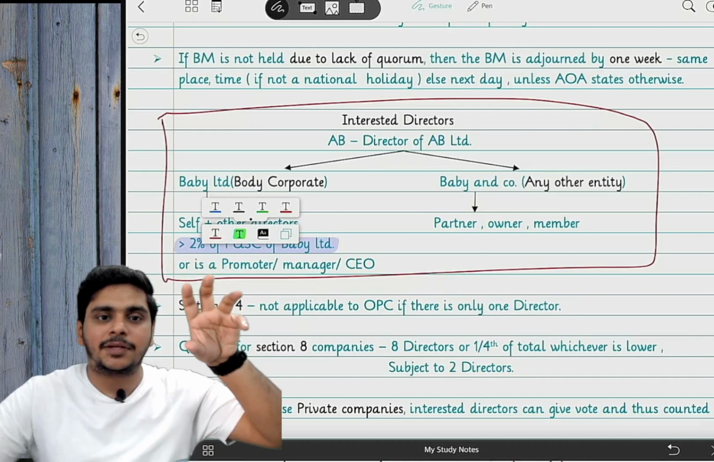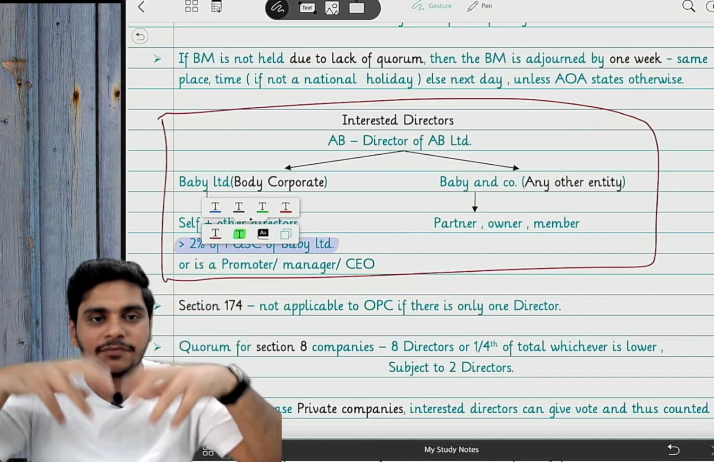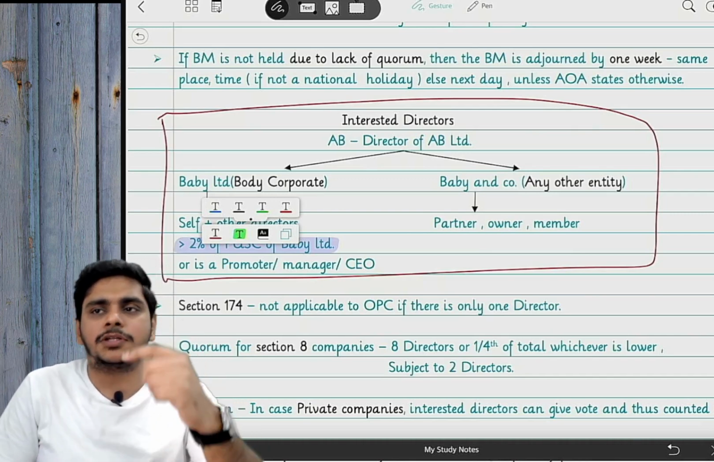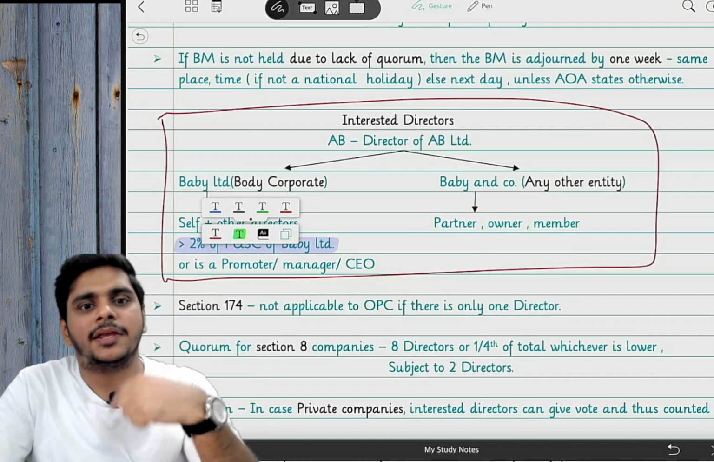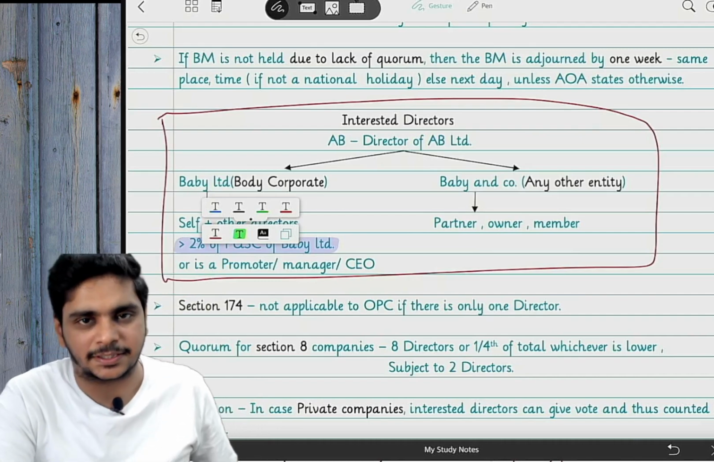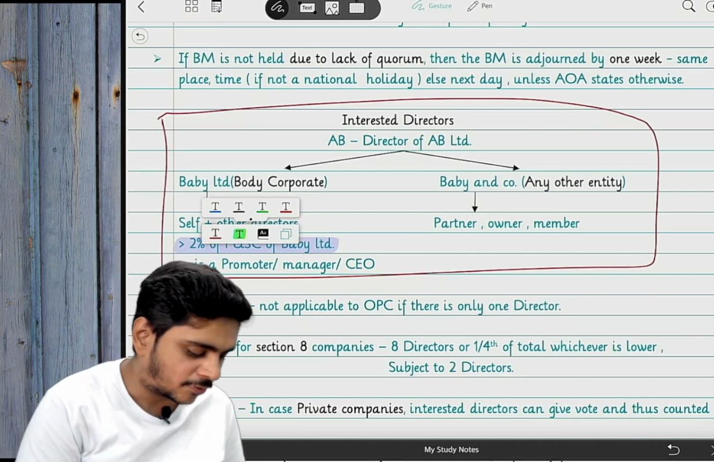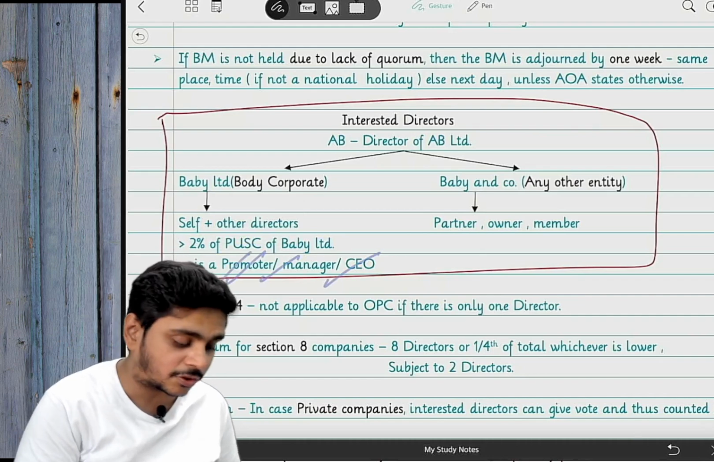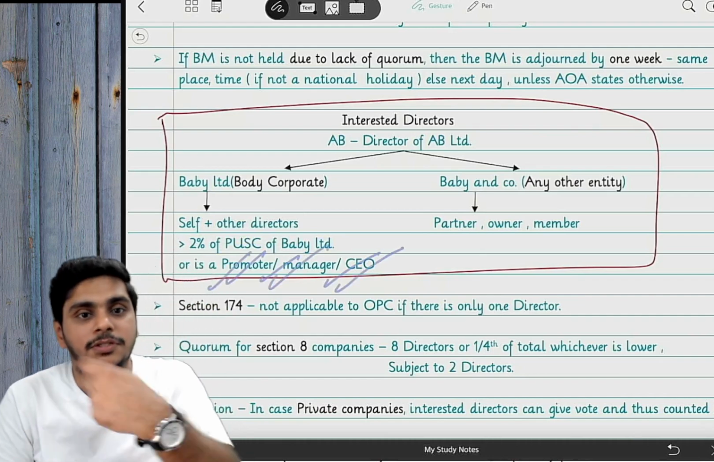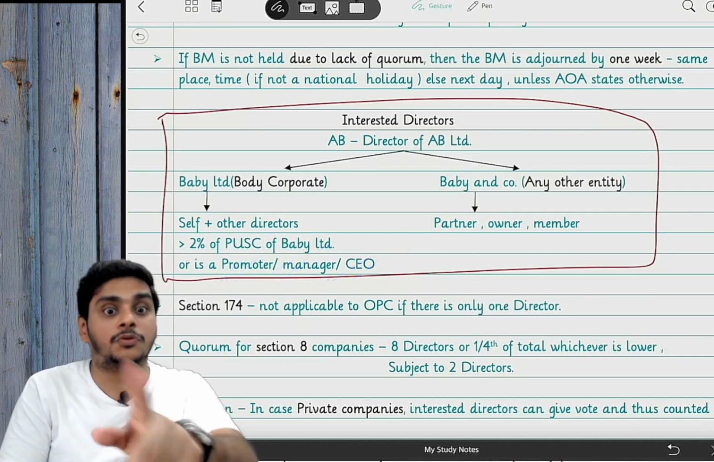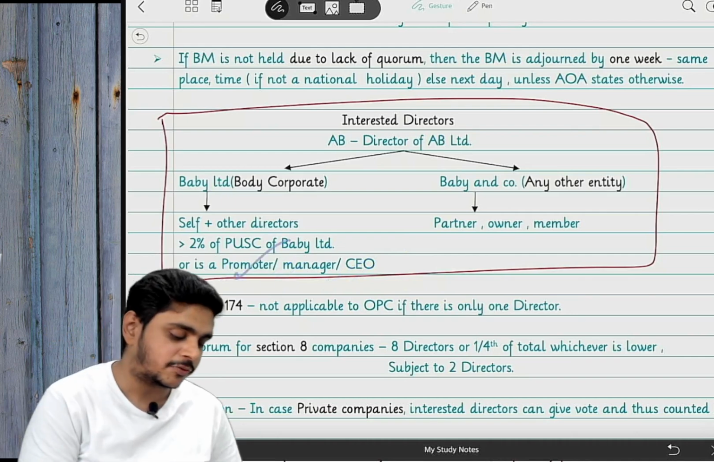Then if AB Limited and Baby Limited are entering into a transaction where AB individually or along with other directors is holding more than 2% of Baby Limited, then AB and other directors become interested directors. Or where he is a promoter or a manager or a CEO. So either you put in a stake or you hold a position. How much stake? More than 2%, not 2%, more than 2%.